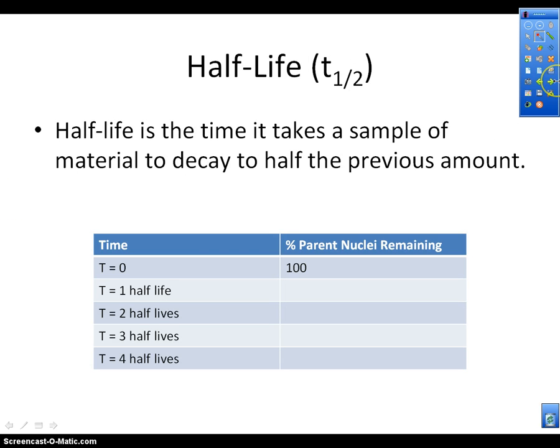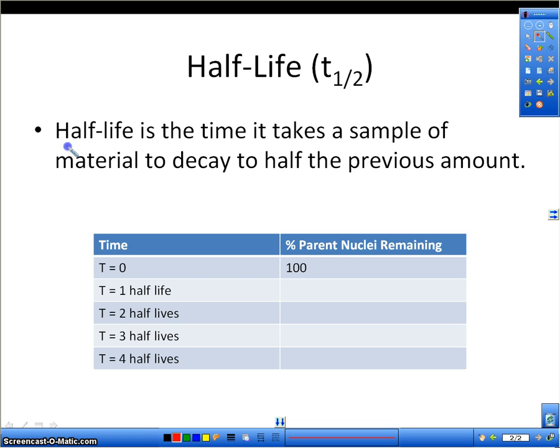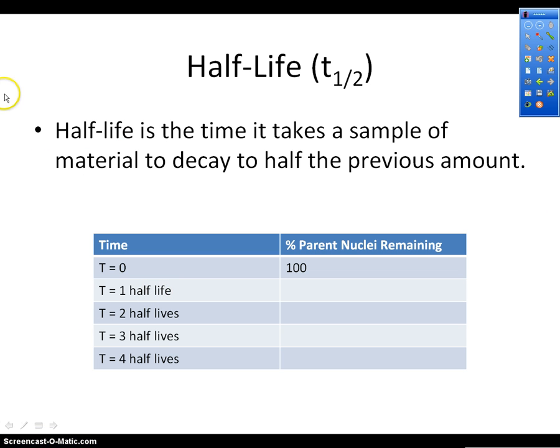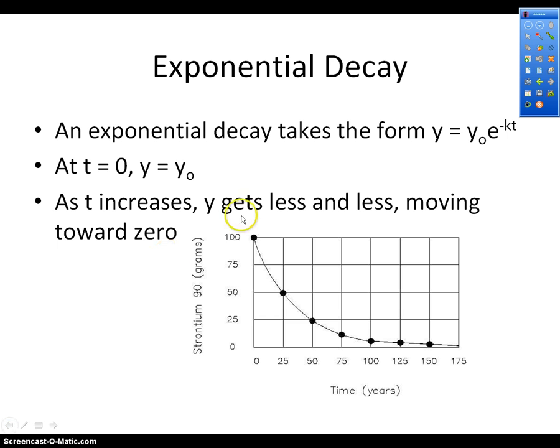One concept that you need to understand is this idea of a half-life. A half-life is the time it takes half of the material to decay. If we go back to strontium for a second, you had 100 grams to begin with, and the time it took for half the sample to decay, to get to 50 grams, was 25 years. To get from 50 to 25 grams, which is another half of the sample, took an additional 25 years.